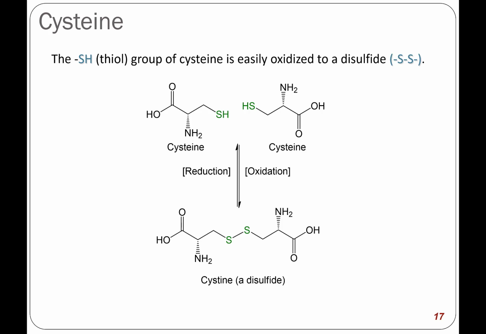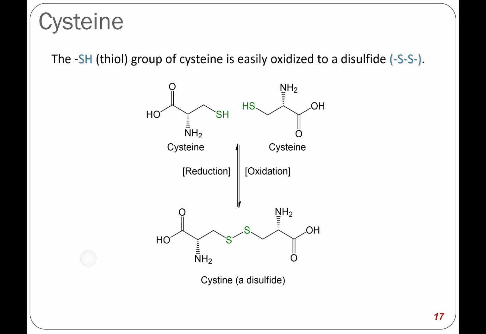But what's interesting about cysteine, and again, we're going to highlight a few separate amino acids and just talk about some things that they do and that they're involved in. Cysteine is one of those that's important because it forms what we call disulfide bridges.